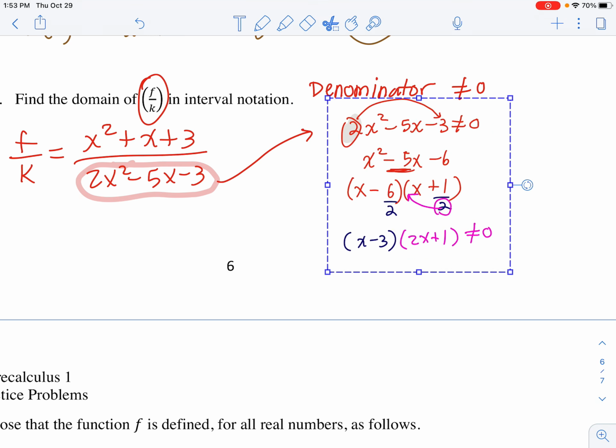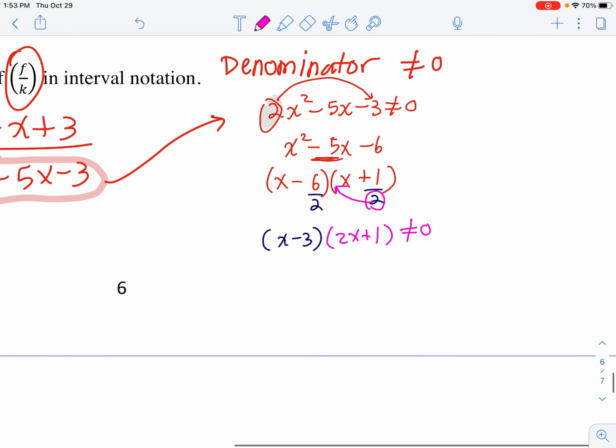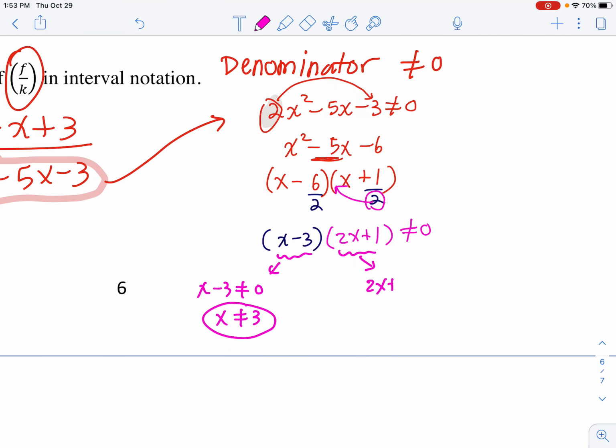But now, let's go ahead and solve this for 0. First one. x minus 3 cannot be 0. Therefore, if I add 3 to both sides, I got the first excluded value, that x can't be equal to +3.